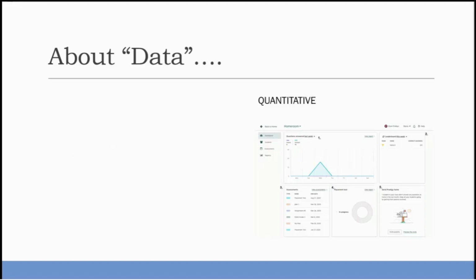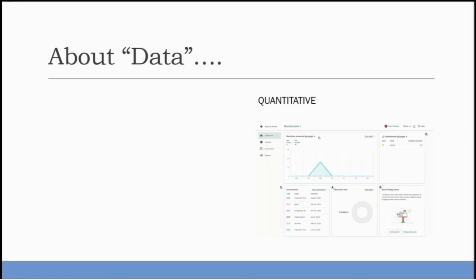So assessment requires data. We have to have some type of information that we can do this formative and summative assessment with. And we usually think of that as quantitative data. So that's things like test scores, quiz scores. It could be percentages like attendance percentages or other types of numeric measures.